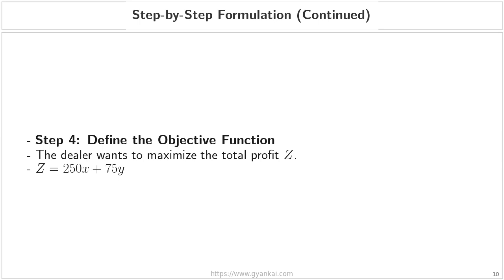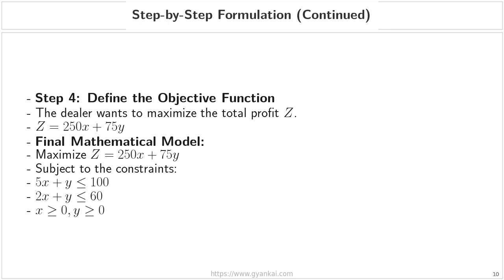the variable z, since we know from our earlier data that the profit on one table is $250, and the profit on one chair is $75. We can write this as z equals 250x plus 75y. This brings us to the most important part of the lesson, the final mathematical model. This is the complete, structured summary of everything we have worked through.